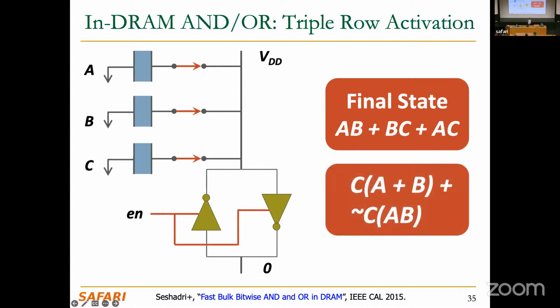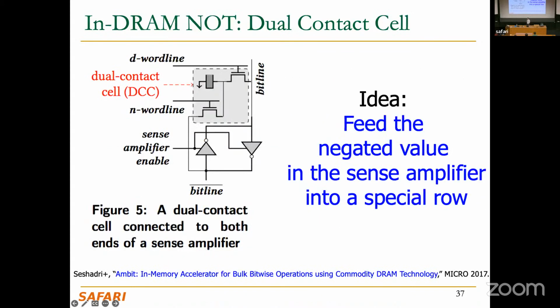So where was I? Okay, so now we can do data movement operations. We can do AND and OR. And for us to be functionally complete, we are just missing NOT, because if you have NOT, you can implement AND and OR, and then this is functionally complete.